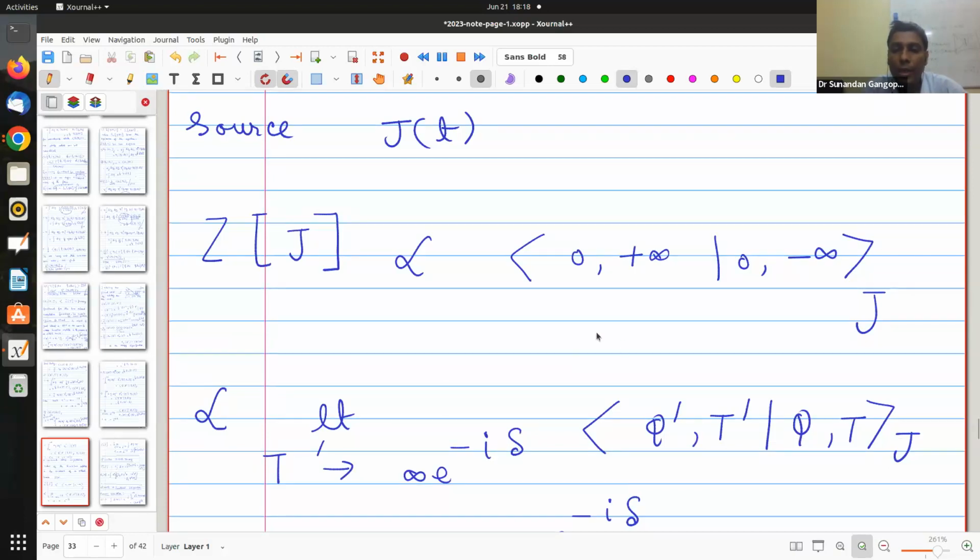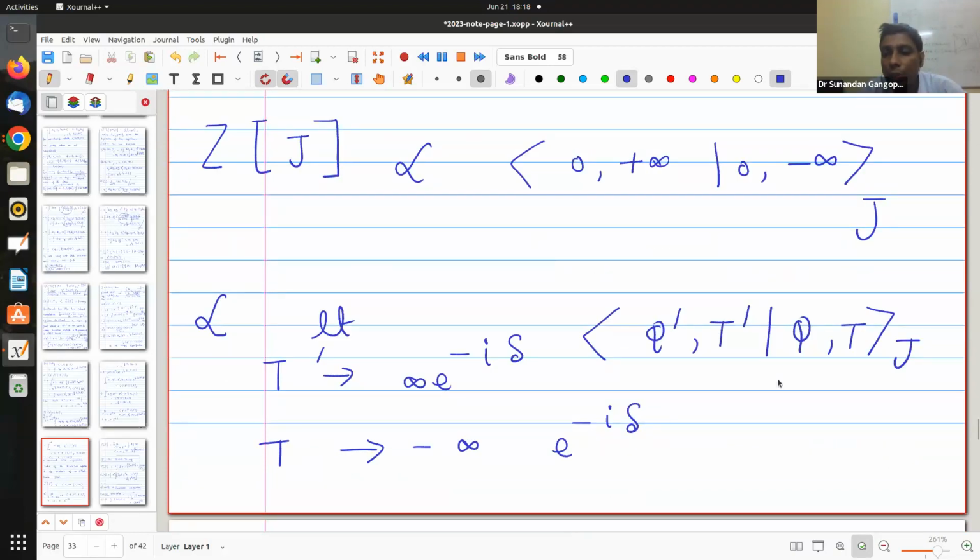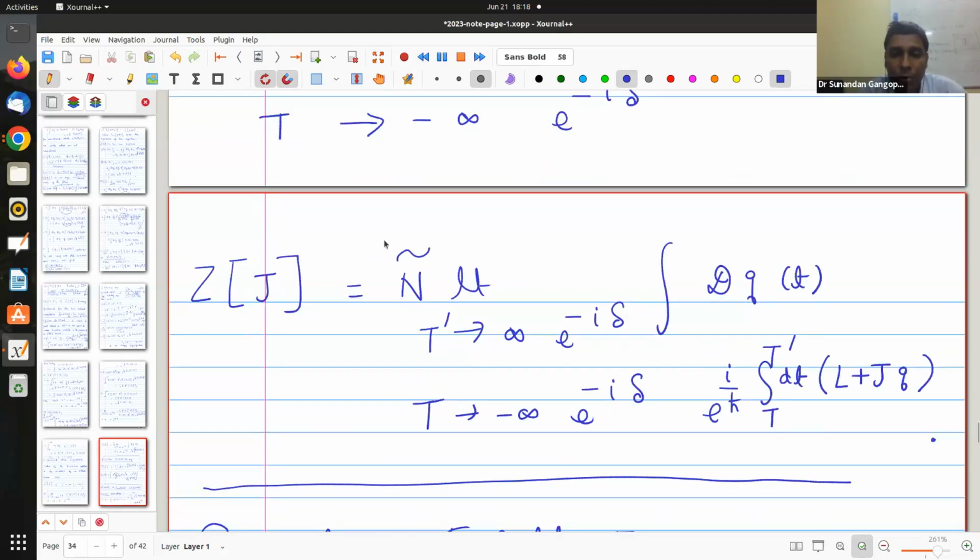But this particular object, as we have seen, is proportional to this object, which is the overlap of capital Q, T with capital Q prime at T prime in the presence of an external source J, with the following limits for capital T and capital T prime. Therefore, Z of J is proportional to this object, but this object has a path integral representation. Therefore, Z of J is nothing but, apart from some normalization factor, in the limit T going to this, capital T prime going to this, a path integral over Q(t) e to the power of i by h bar integral from T to T prime dt of L plus JQ.